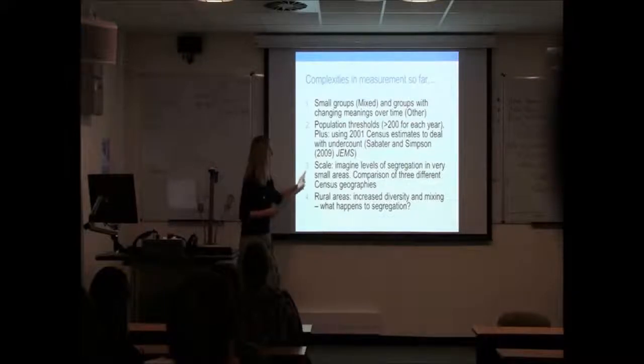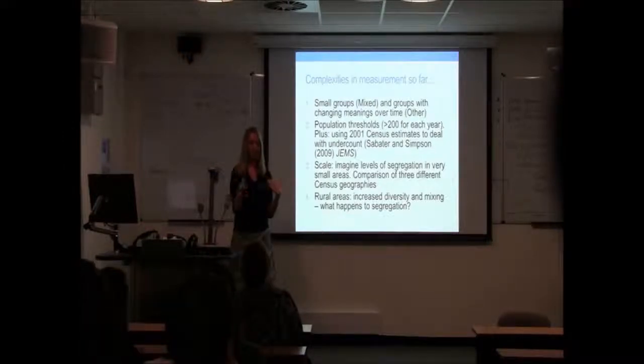Scale issues. I want you to think about levels of segregation in very small areas. Think of a street with maybe 10 houses. Imagine that street has members of the same ethnic group in that street, but in the next street there are members of different ethnic groups. In the next street, there might be members of the same ethnic group, but a different one to that street that I asked you to think about. If you draw a boundary around that single street, what will segregation be? It'll be 100%.